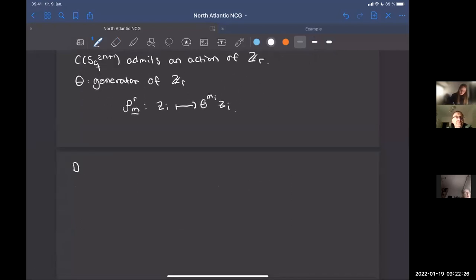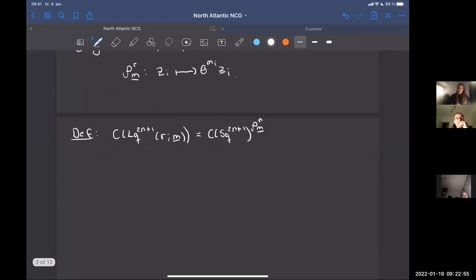Then we can define these quantum lens spaces. So C of LQ 2n plus 1 M, which we denote these quantum lens spaces as, they are defined as the fixed point algebra of this Vaksman and Soibelman quantum sphere under this action here.